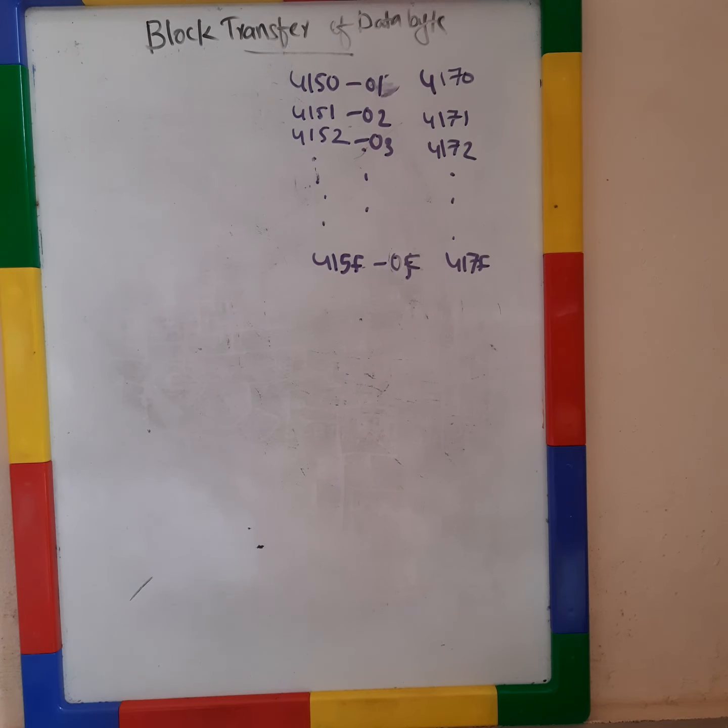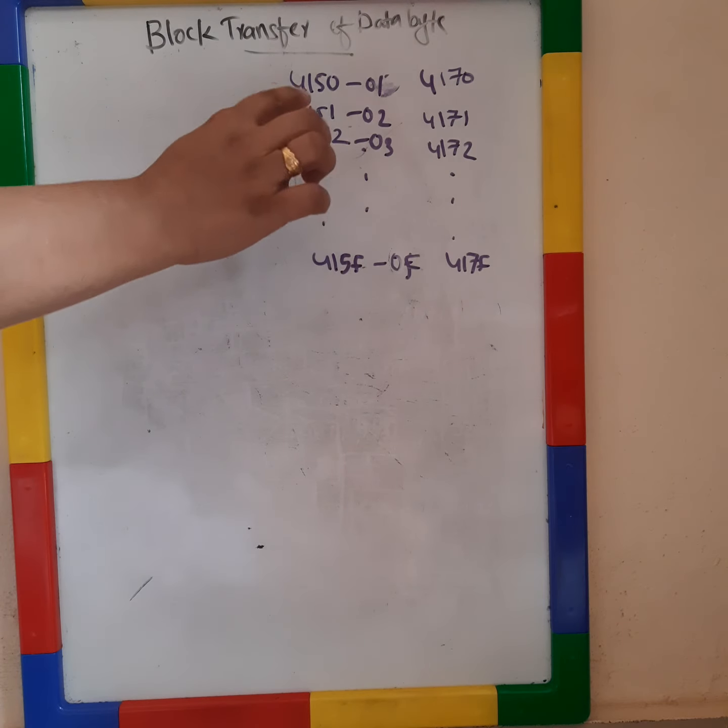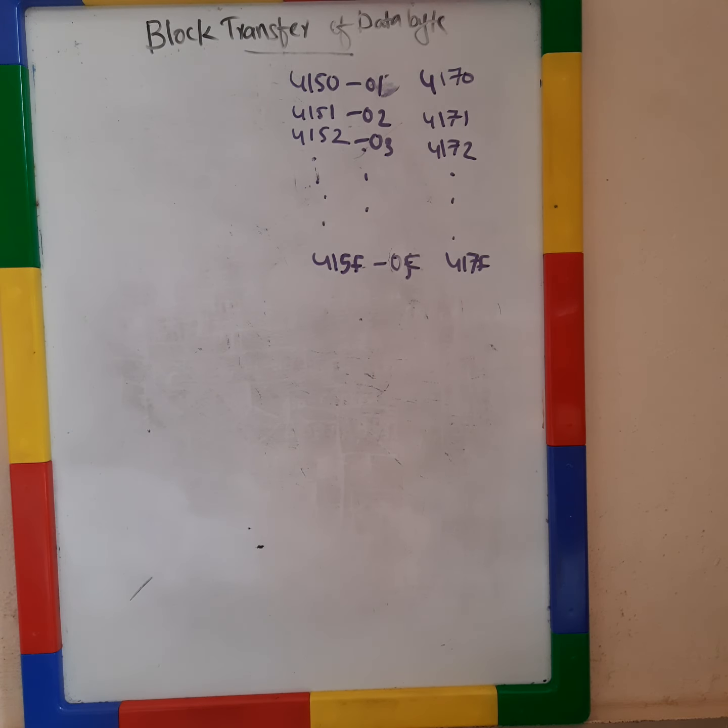Here I am going to discuss block transfer of data bytes. That means 16 bytes of data stored in memory locations 4150 to 415F, that we will transfer into 4170 to 417F. Okay, and we will see how we will transfer.